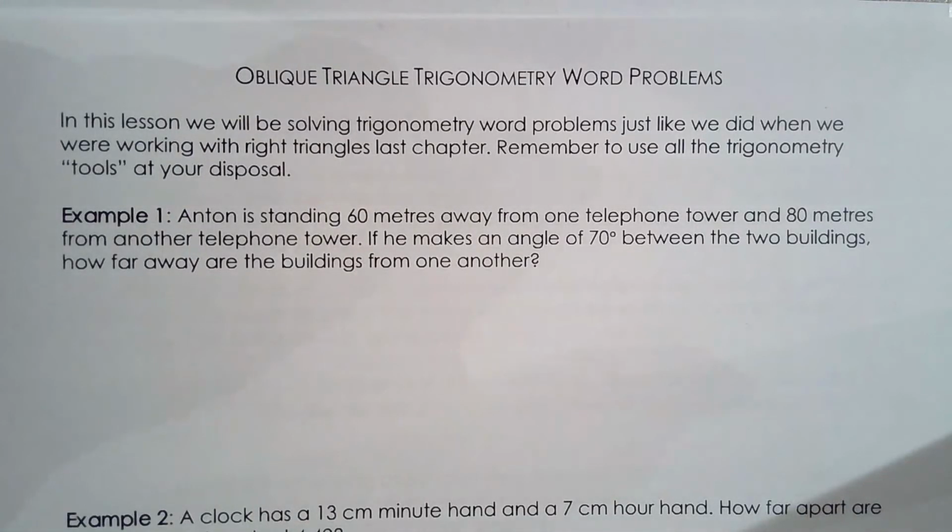So in this, we're going to put everything together. We've learned about the sine law, we've learned about the cosine law, we've talked about bearings. So I think we are ready for tackling word problems which involve oblique triangles. I would argue that the approach for these problems is very similar to what you did with right triangles.